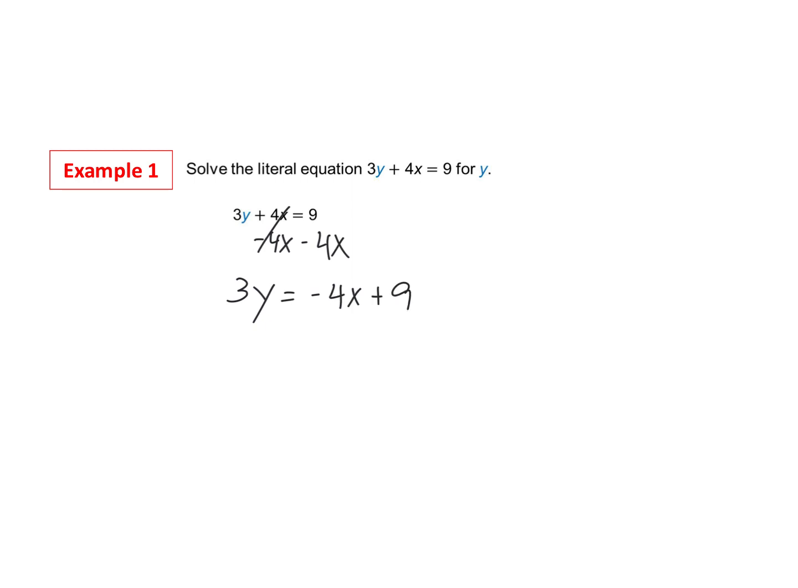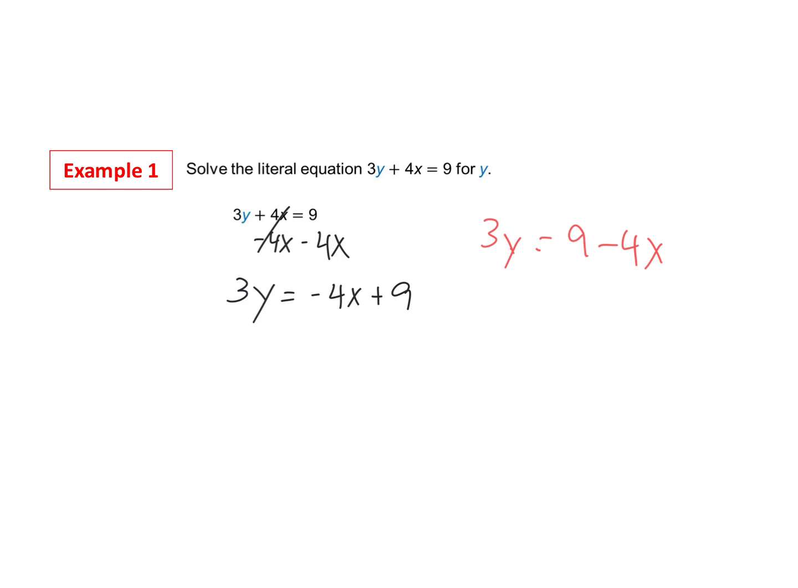Just going to rewrite it as 3y equals negative 4x plus 9. Also, guys, a lot of you would most likely have written it as 3y is equal to 9 minus 4x. And I want to tell you guys either way is okay, and it's correct. I just prefer having the x in the front. But for now, it doesn't matter which way you do it, guys.